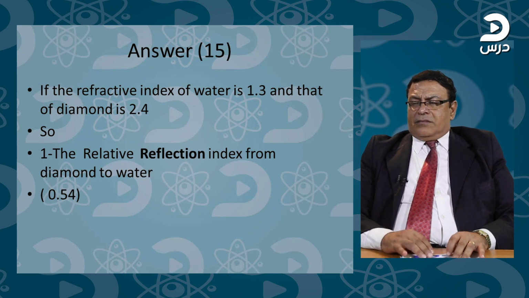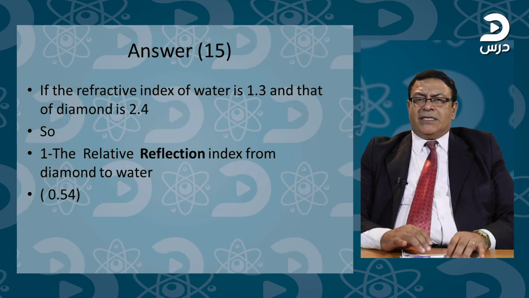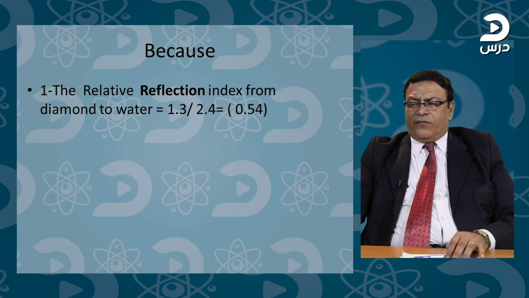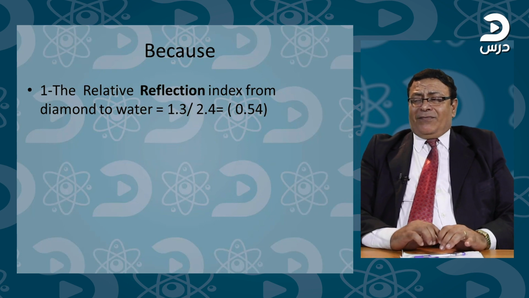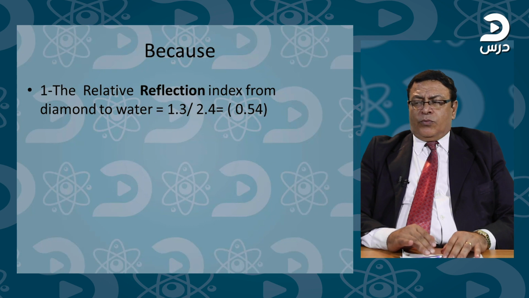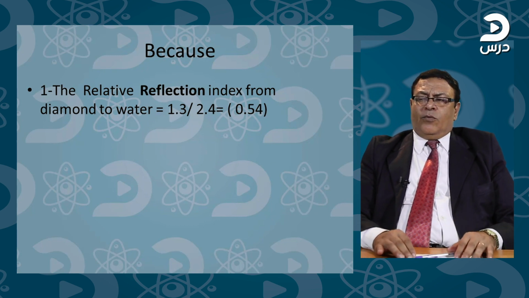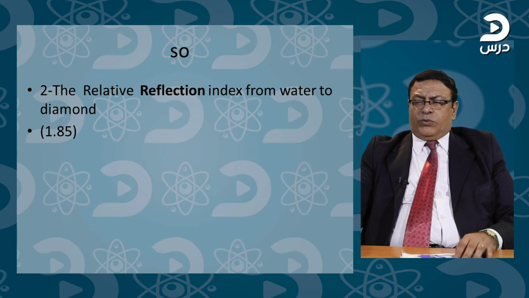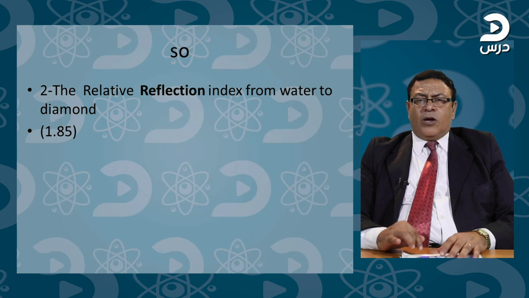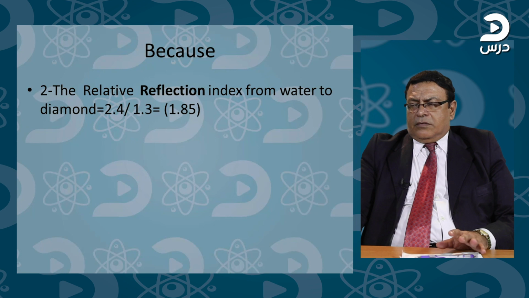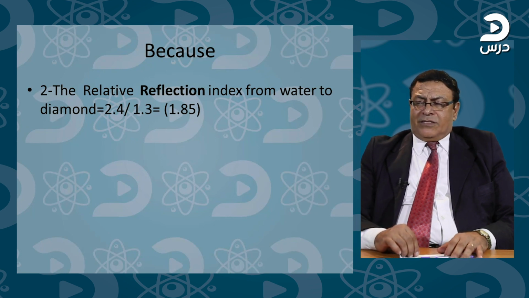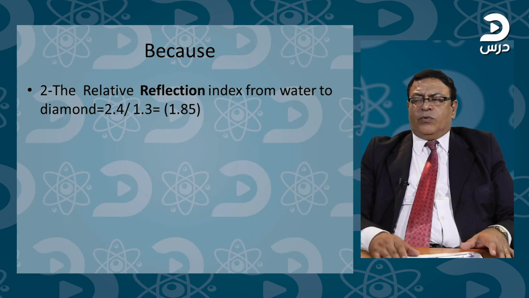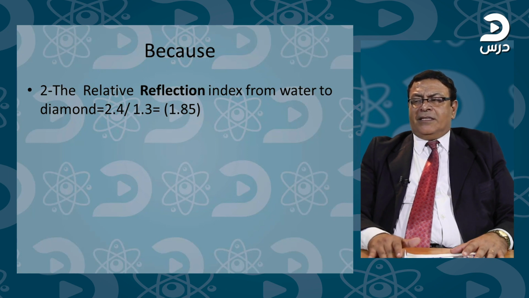The answer: the relative refractive index from diamond to water is 0.54. Why? Because the relative refractive index from diamond to water is 1.3 divided by 2.4, which equals 0.54. Number 2: the relative refractive index from water to diamond, the answer is 1.85. Why? Because the relative refractive index from water to diamond is 2.4 divided by 1.3, which equals 1.85. And this is the final result.